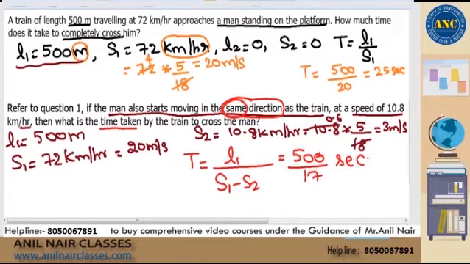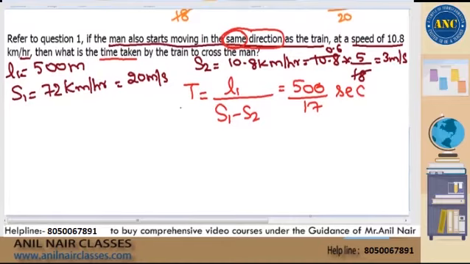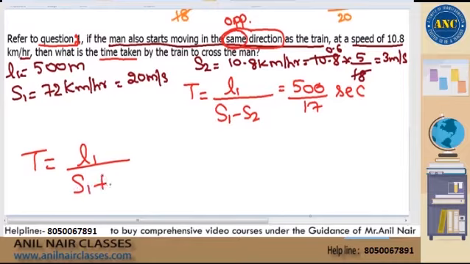Clear, sir? Basic questions to start with. Just to add on to this question, suppose the man starts moving in the opposite direction to that of the train at a speed of 10.8, what should be the answer? Time is L1 divided by S1 plus S2. L1 is 500, S1 plus S2. Why plus S2? Because the question is opposite. Whenever two bodies are traveling in opposite direction, relative speed is the sum of the speeds.